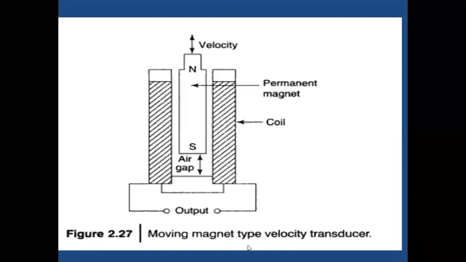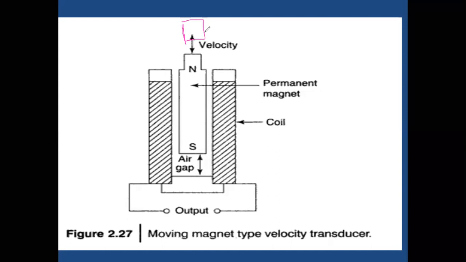So these are the moving magnet type velocity transducers. This is the example for the moving magnet type. Here the coil is like this, and the permanent magnet is on a shaft which is connected to the crankshaft. Suppose I just took an example of a crankshaft. I need to measure the rate of change of displacement, which is nothing but the velocity of the particular shaft.